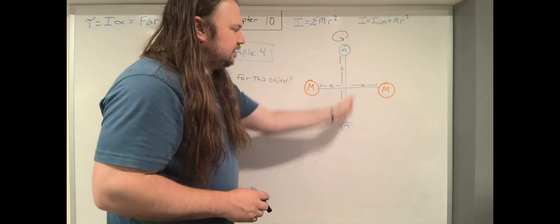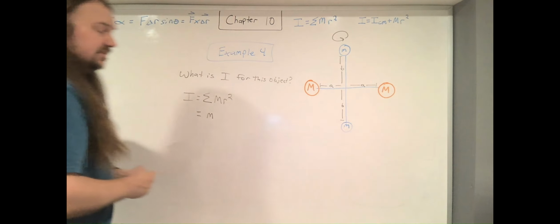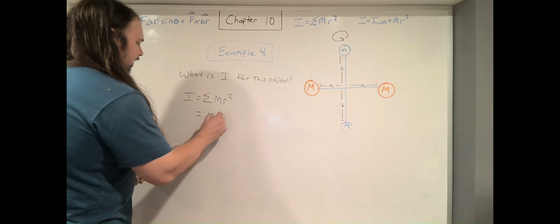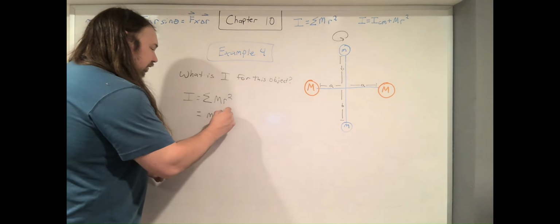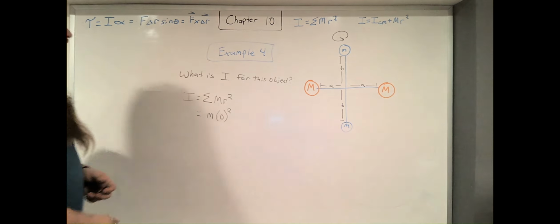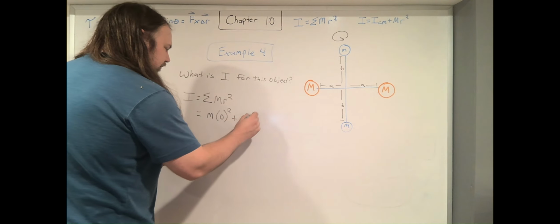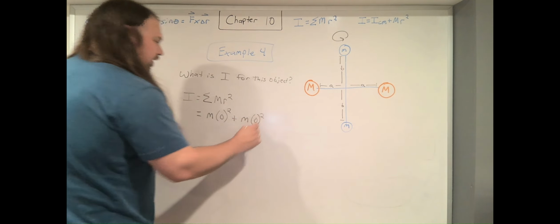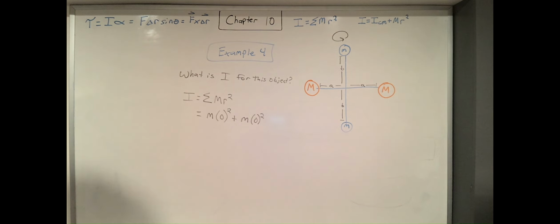This is the axis of rotation. So even though it is located b from the center, it is located 0 meters from the axis of rotation. And it's going to be the same for the small m. That is also on the axis of rotation. So the distance between that object and the axis of rotation is 0.